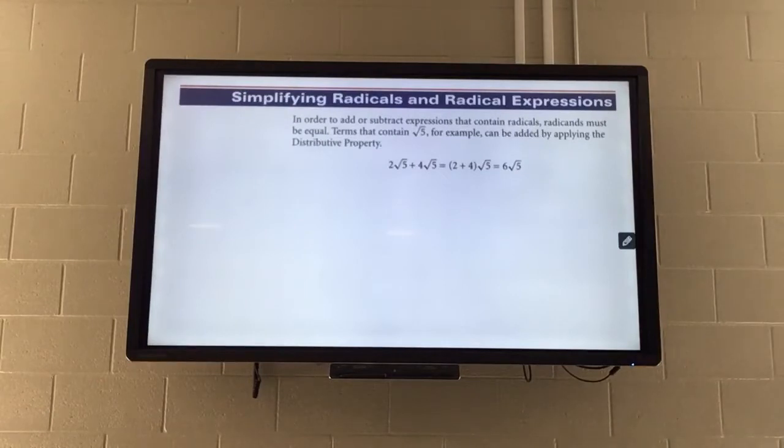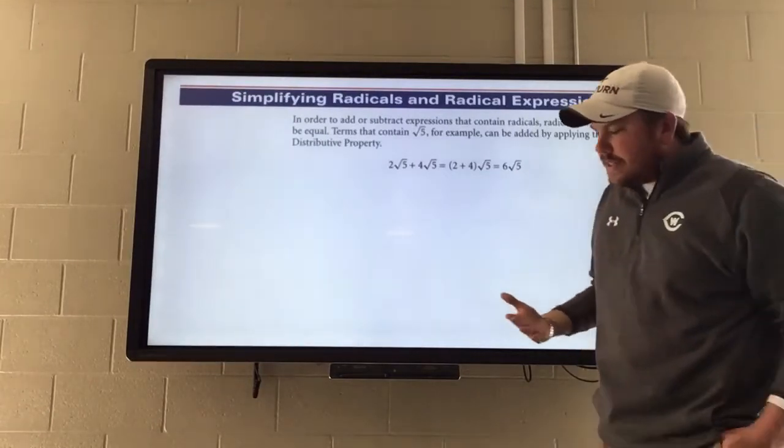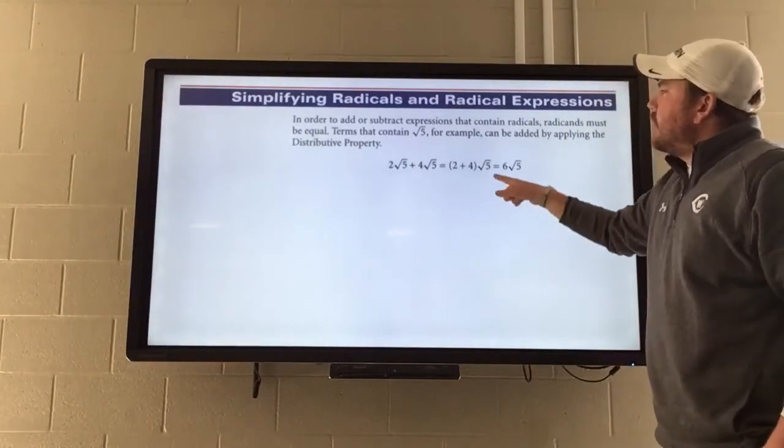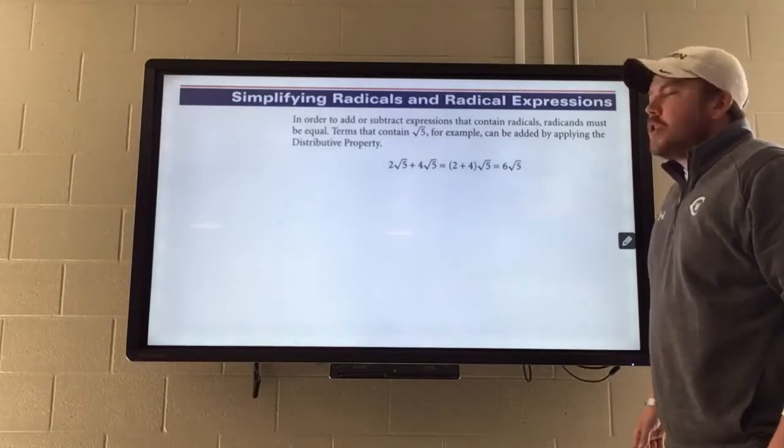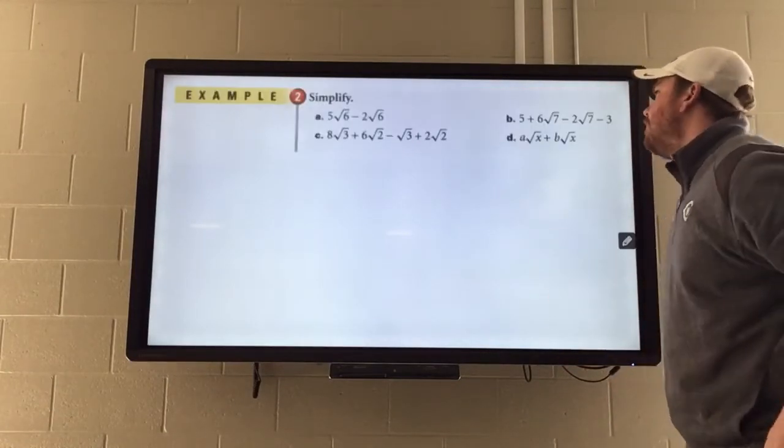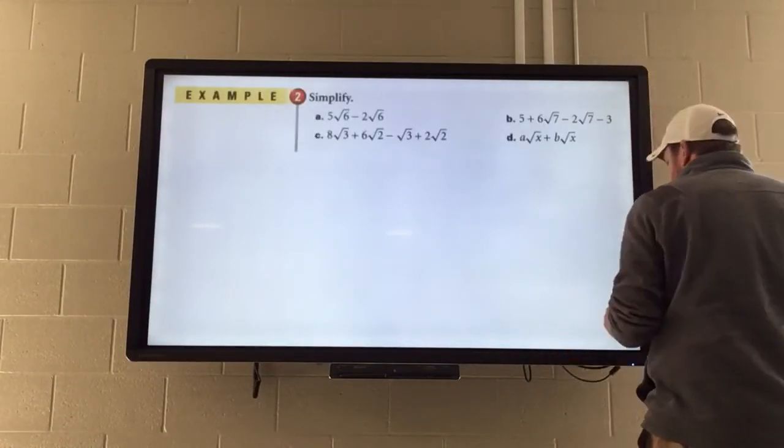Now, simplifying radicals and radical expressions. Before we start writing in simplest radical form, we need to learn how to be able to add these. And it's just, we're using the distributive property. Let me show you how. So example A over here.